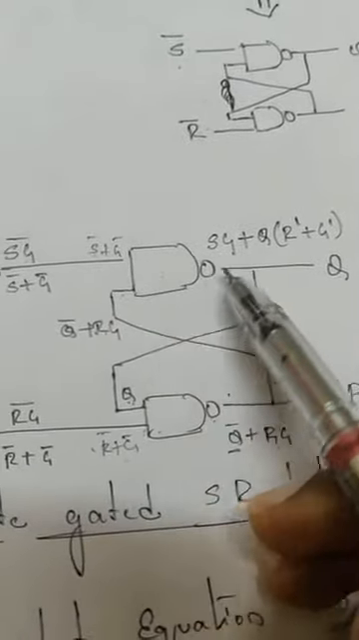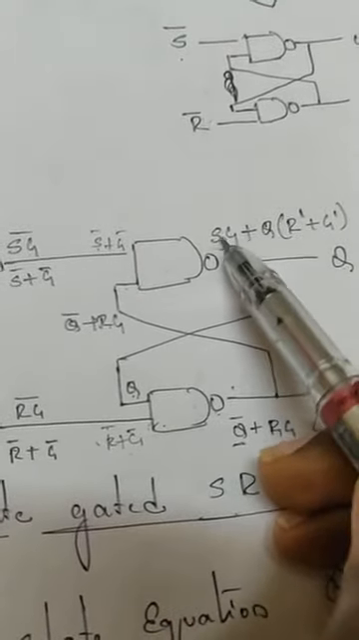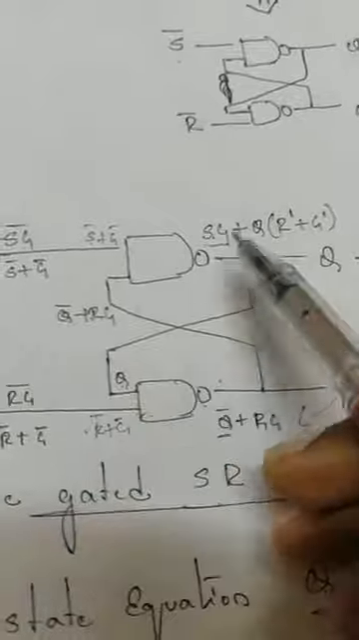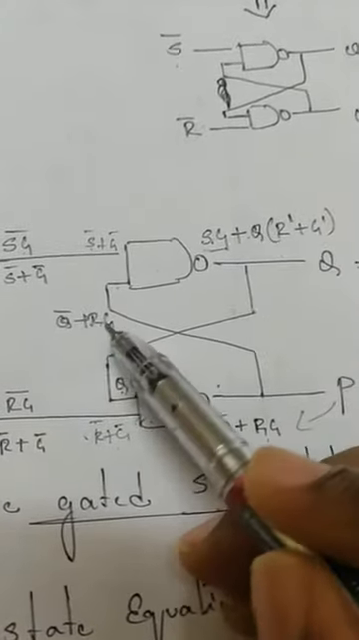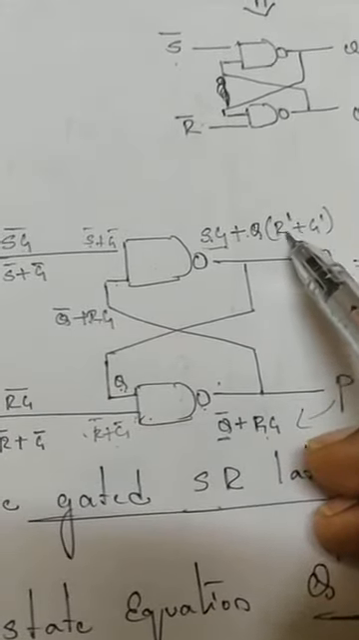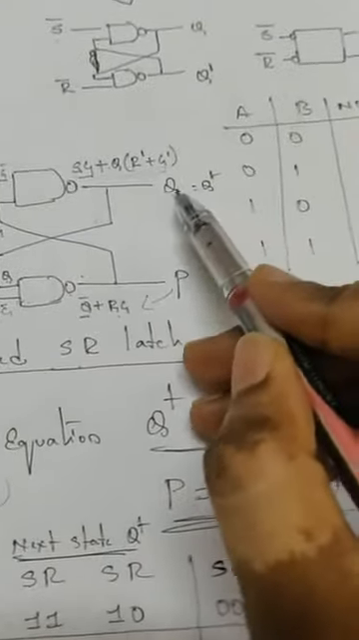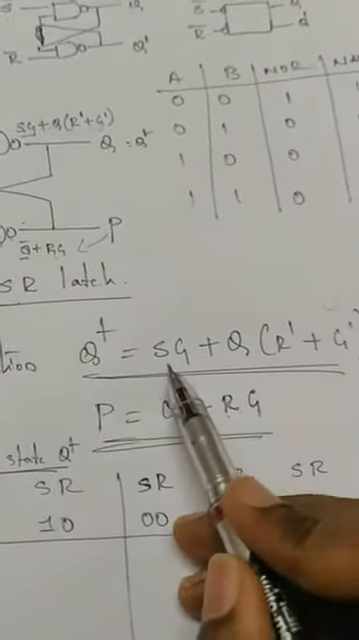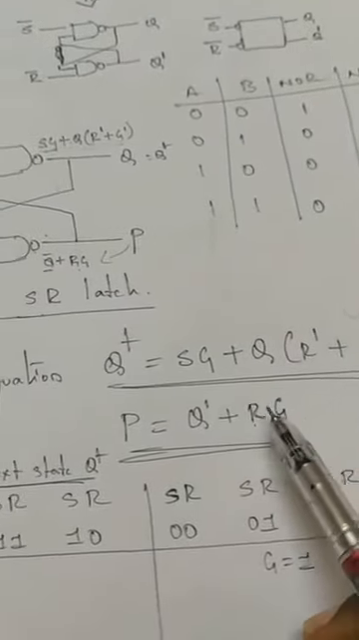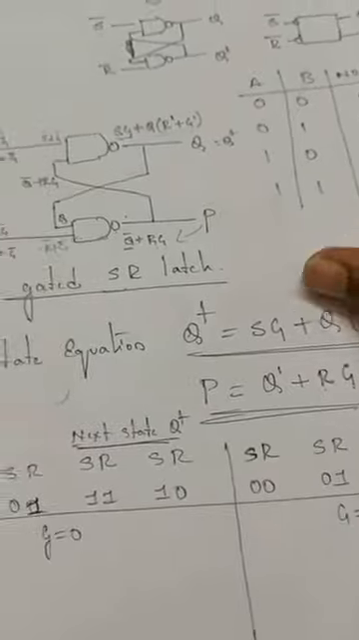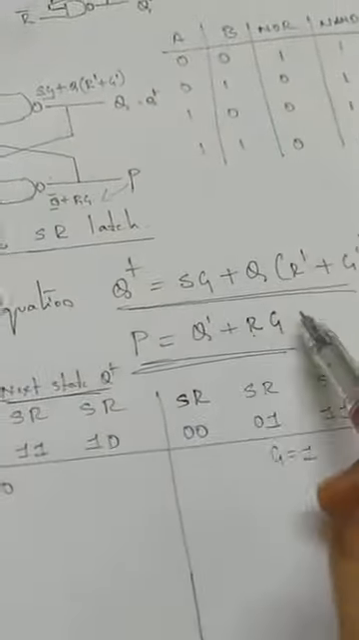So by passing this NAND gate, S bar plus G bar will become Sg. The bar cancels, and the plus will be converted to multiplication. This Q bar will be converted to Q, and Rg will be converted to R bar plus G bar. So this is what I have written: Sg plus Q into R bar plus G bar. This is the equation. So we came to know how this next state equation is written: Q plus this one, and P.